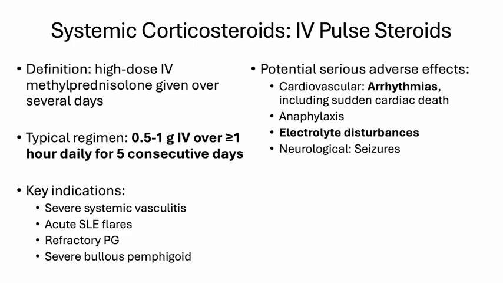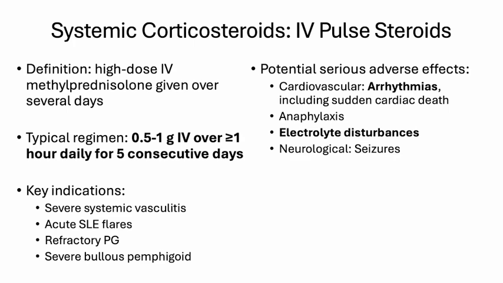Next, we'll talk about another option for corticosteroid administration, pulse intravenous dosing. Pulse dose therapy is a powerful treatment option for several severe dermatological conditions. This approach involves administering high doses of methylprednisolone intravenously over a short period. The typical regimen consists of half a gram to 1 gram of methylprednisolone given intravenously over at least 1 hour, repeated daily for 5 consecutive days.